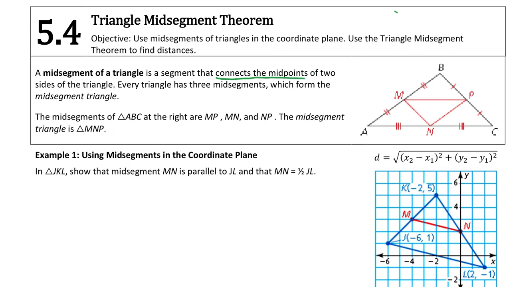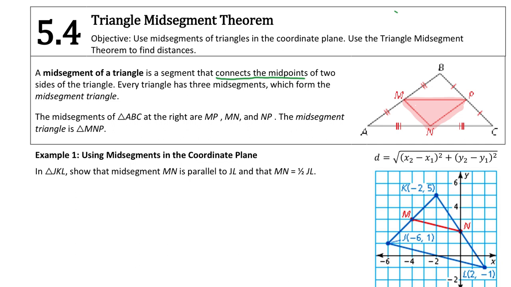Every triangle has three mid-segments, and those three mid-segments form what's called the mid-segment triangle. So in this triangle ABC, the mid-segments are MP, MN, and PN. They form triangle MNP, which is what we call the mid-segment triangle.